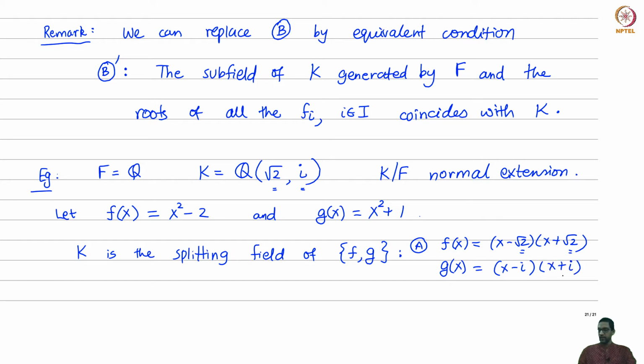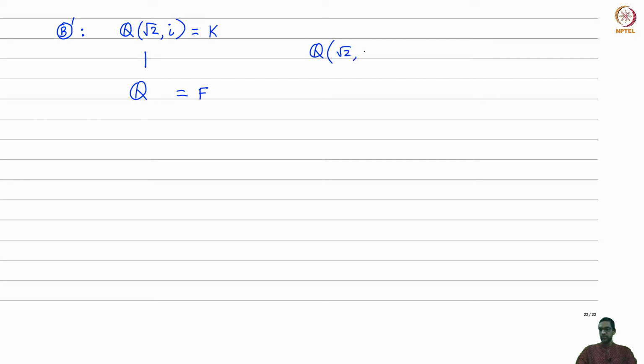Again, it's easier to check B dashed in this case rather than B itself. What B dashed says is that if you take this field K, which is Q(root 2, i), and Q here, you take the subfield of K generated by Q together with the roots of all these polynomials. The roots were plus root 2, minus root 2, i and minus i. If you adjoin the roots to Q, the subfield generated by this should give you all of K. In this case, that's fairly obvious, because as soon as you adjoin root 2 and i, you get everything. So this is in fact K. We have checked condition B dashed also, so this is an example of a normal extension.